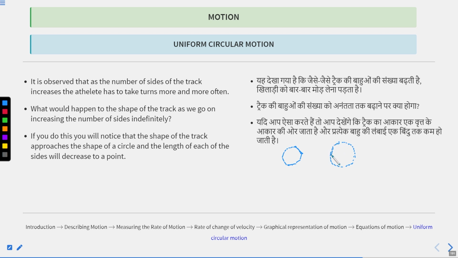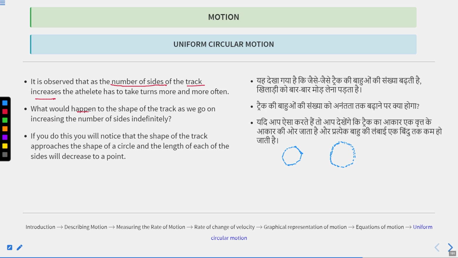In a circular track, you have to change direction at every single point, and there are infinitely many points in a circle, so you are changing direction infinitely. It is observed that as the number of sides of the track increases, the athlete has to take turns more and more often.